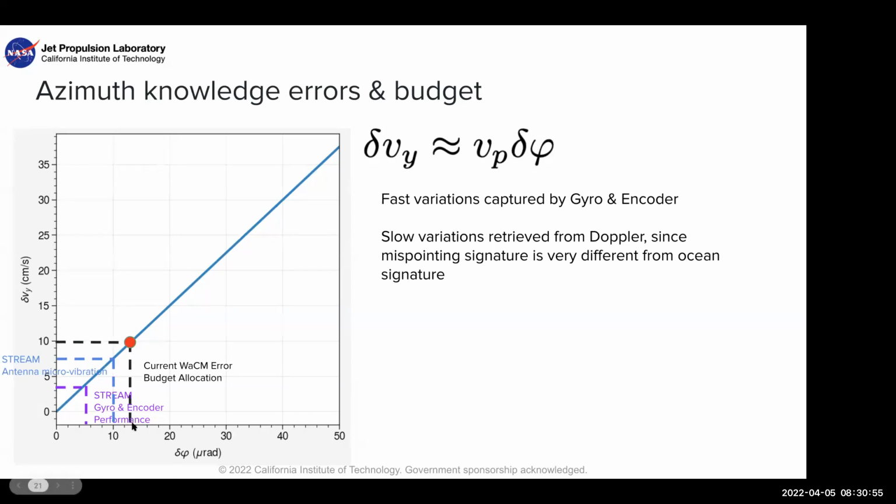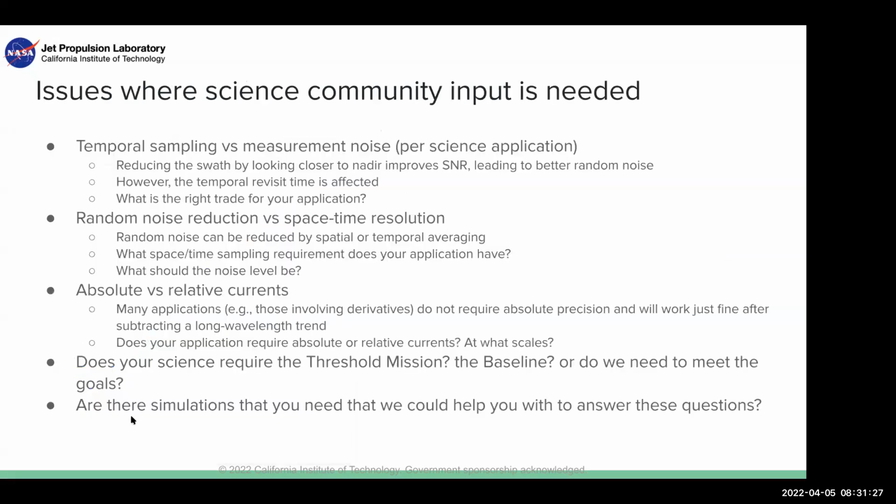So right now, our goal is to have 15 microradians accuracy. That translates to a 10 centimeter per second random error. The capabilities of the gyros right now are here, so much better than our requirement. And STREAM, which was a European proposal, looked at this and they had a requirement which was like this. So we're being a bit conservative relative to STREAM in allocating our errors at this stage.